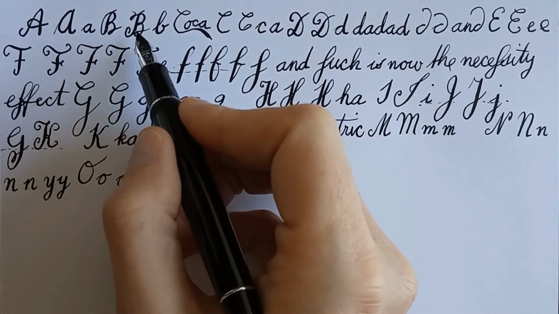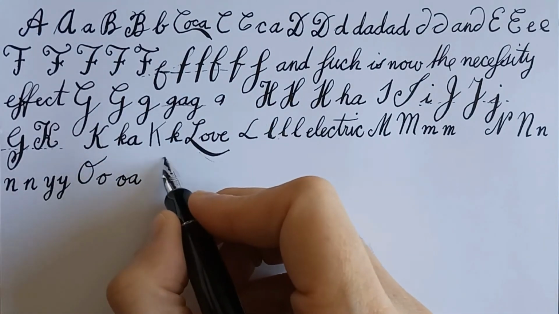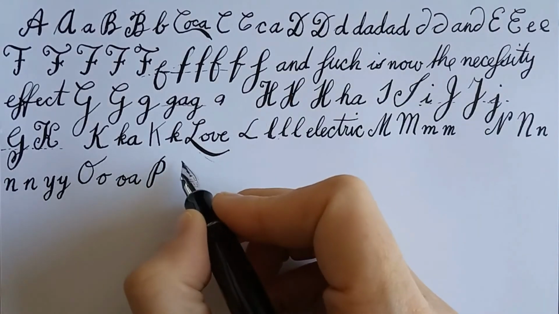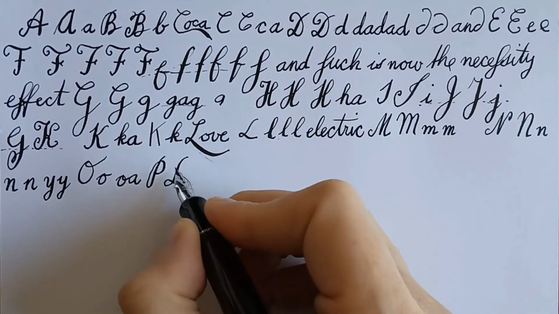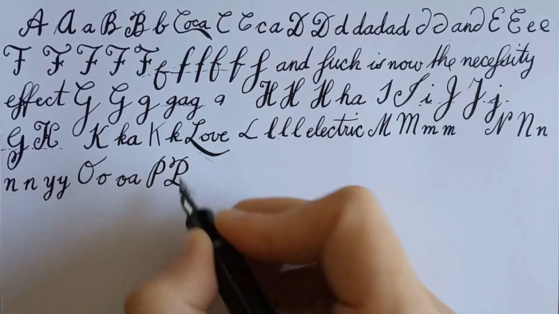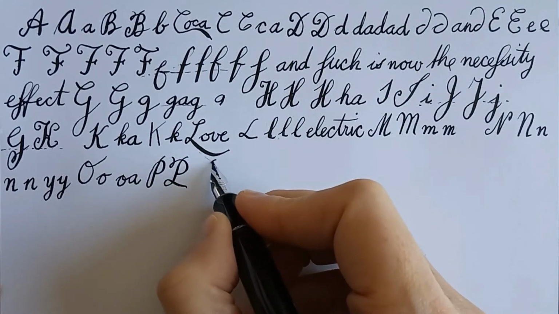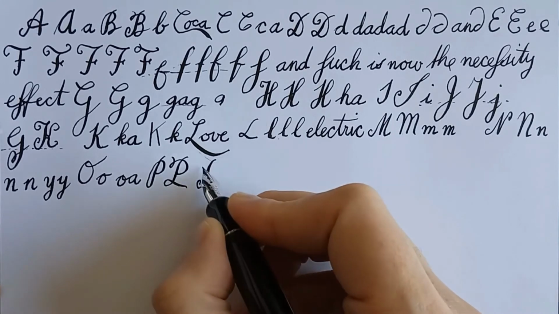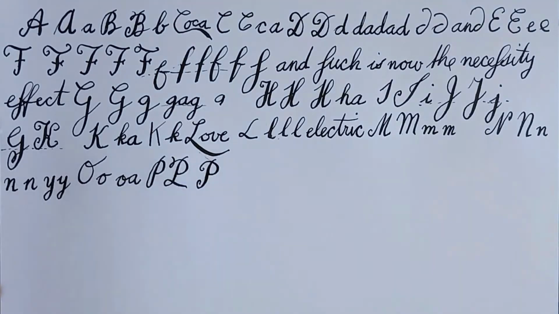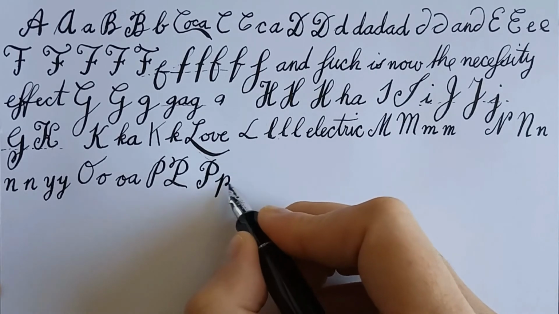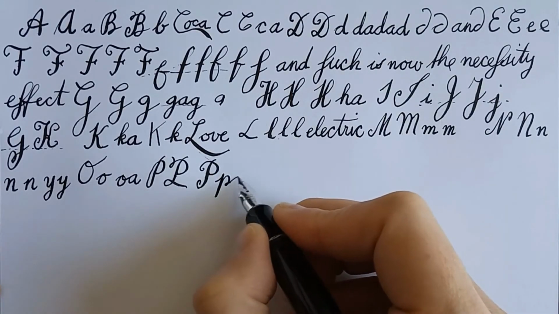Okay, P. P is similar to B, so you can again just do a rather simple style of P like this, or you can do all kinds of weird things like this. My personal preference is probably this style for P, for the capital P. The small p is an interesting letter because lots of people, including myself, are taught to do it somewhat like this.